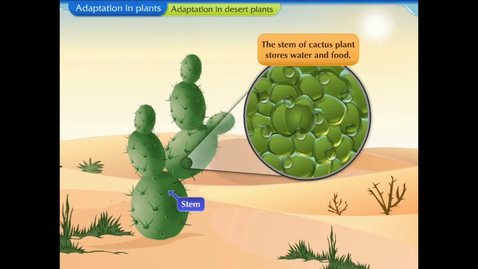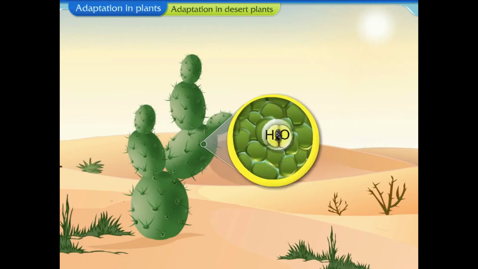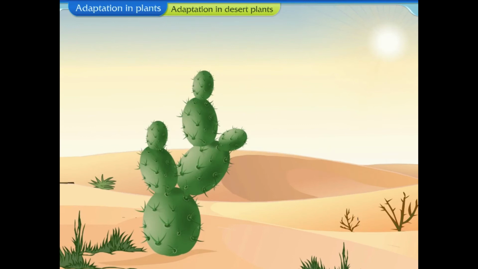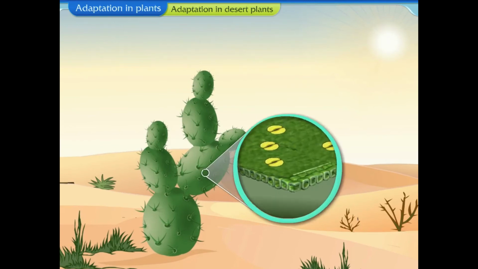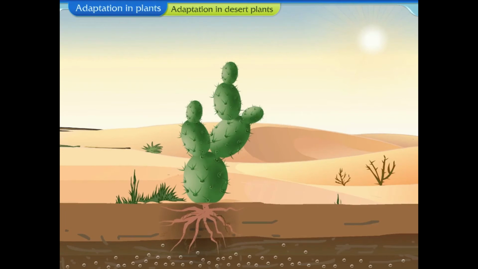The stem of cactus plant stores water and food, therefore it becomes fleshy and bulgy. Due to the absence of leaves, the stems of these plants carry out photosynthesis and hence are green in color. Like aquatic plants, desert plants also have a thick waxy layer on their stem. The roots of these plants penetrate deep into the soil in search of water.